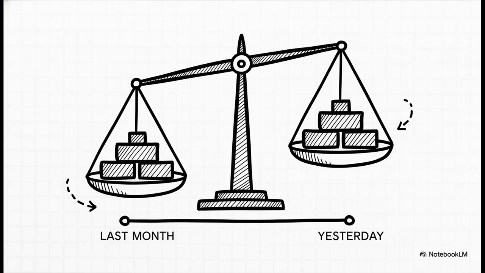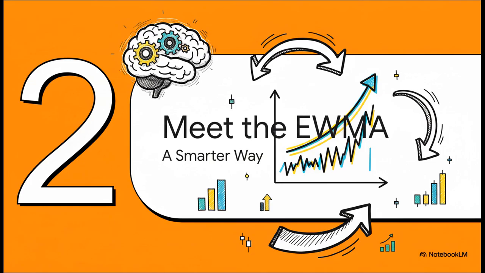And here's the real kicker, the fundamental flaw with the simple moving average. It treats every single piece of data the same. The price from 30 days ago gets the exact same vote as the price from yesterday. And that right there is what creates that painful, frustrating delay. But what if there was a better way? A tool that was actually designed from the ground up to fix this problem of lag? Well, good news. There is. So let's meet the EWMA.